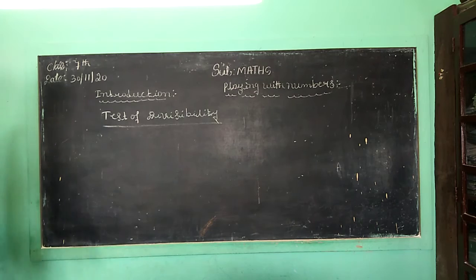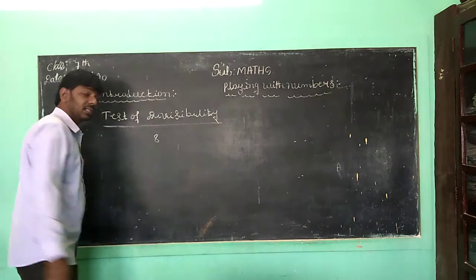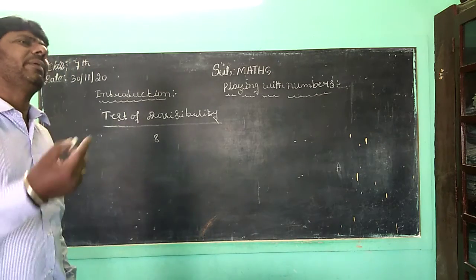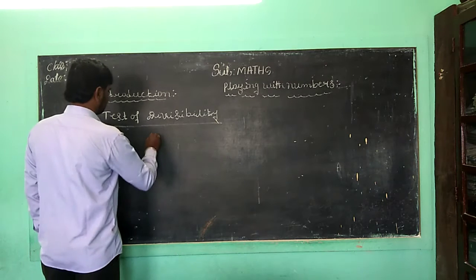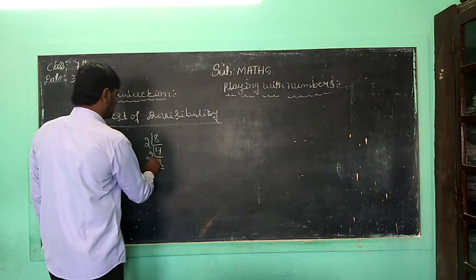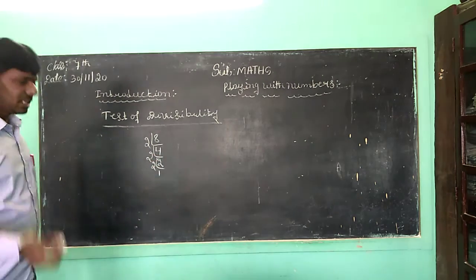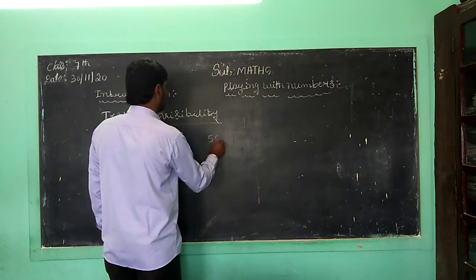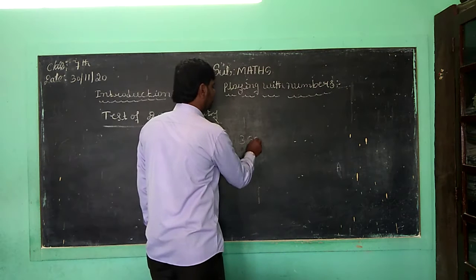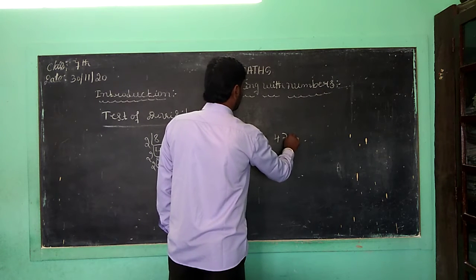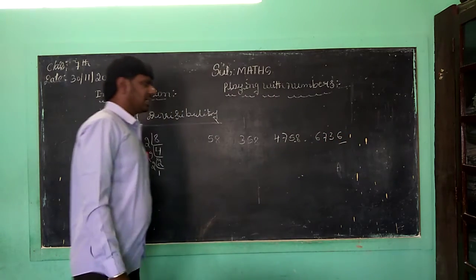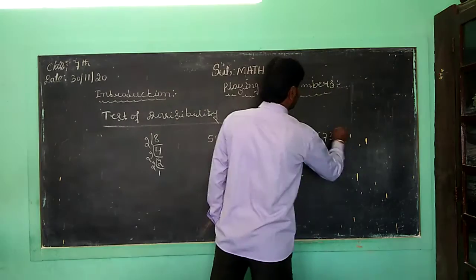Suppose, children, now we want to take 8. How to find it? It is divisible by 2, 4, and so on. Now we want to check, children: 2 4s are 8, 2 2s are 4, and 2 1s are 2. Children, you want to take the next number, 58. It is also easily divided by 2, and 358, and 4758, and 6736, whatever it may be. And then also you want to take another number, 8.